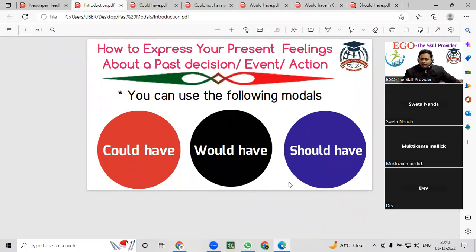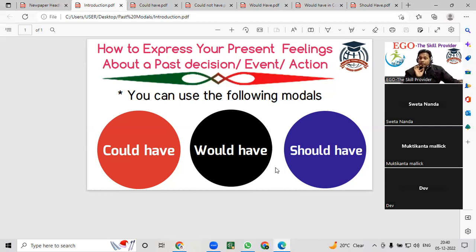Okay. So today we are learning how to express your present feelings about a past decision, action or event. Right? So whatever decisions you have made, what remark you give on them, your present feelings about a past thing. That is why could have, would have and should have are used for a past action, so that's why we call it past modal. You cannot use would have, could have and should have for present time or future time. This is used only for past action. That's very important. Past action.